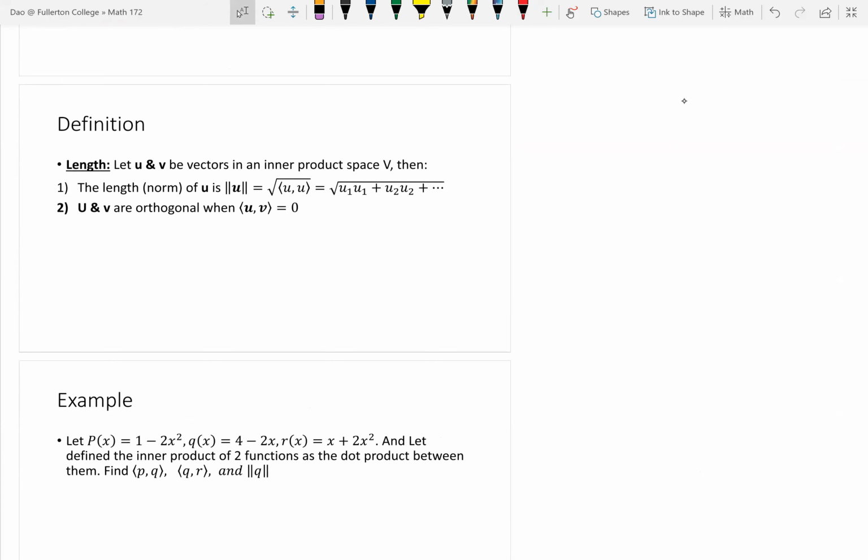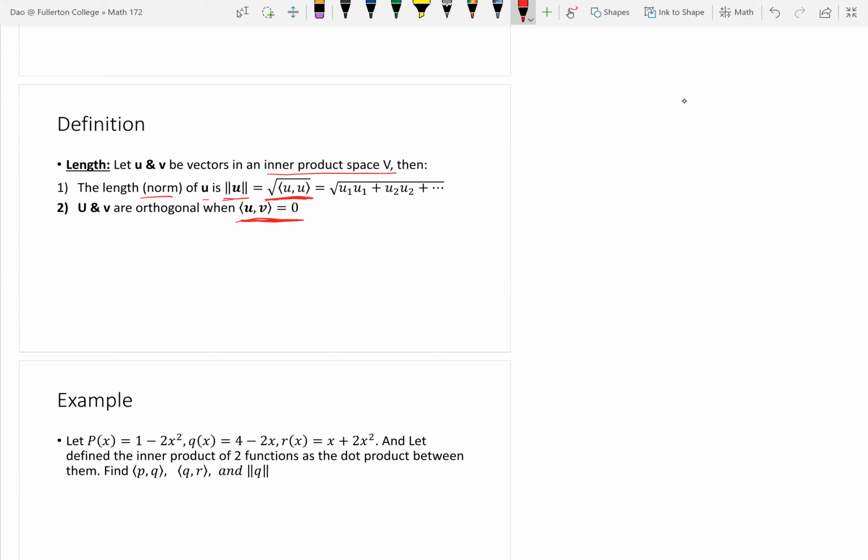We talked about the magnitude in section 4.1 before, but now we'll focus on the inner product space. Suppose we have u and v as vectors in an inner product space. Then the length, or norm, of u is the same as the magnitude of u, which is the square root of the inner product, the square root of u1 times u1 plus u2 times u2 plus dot dot dot and so on. And u and v are orthogonal when the inner product between u and v equals 0.